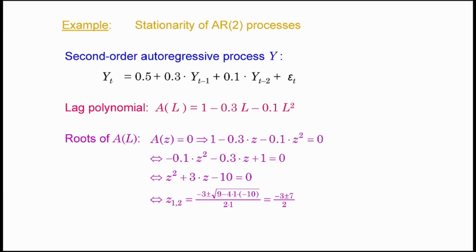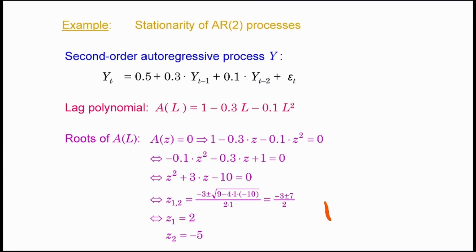So that generates basically 2 roots. The first one is going to be negative 3 plus 7, which is 4, divided by 2, which is going to be 2. And the second one is going to yield negative 3 minus 7, which is negative 10, divided by 2, which is going to be negative 5.